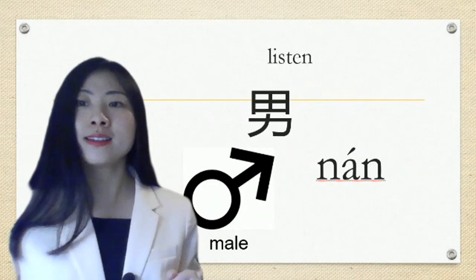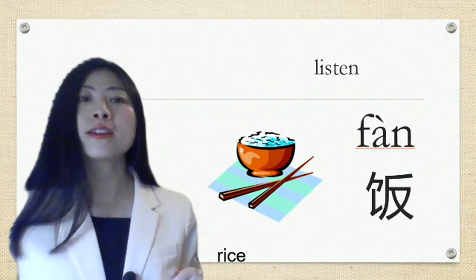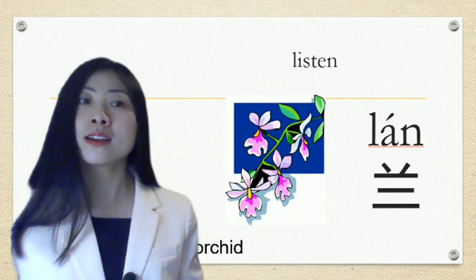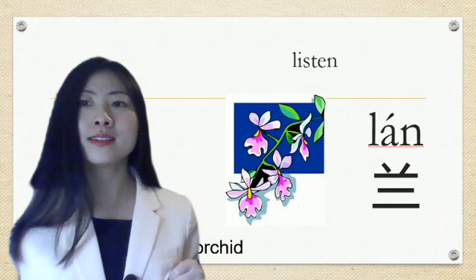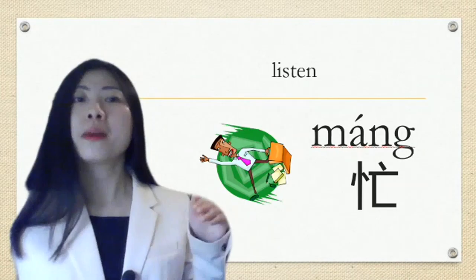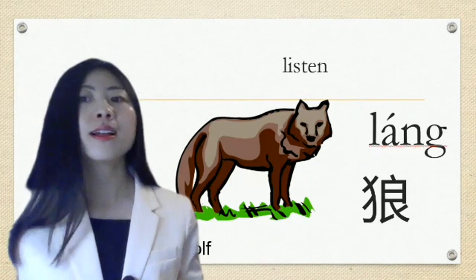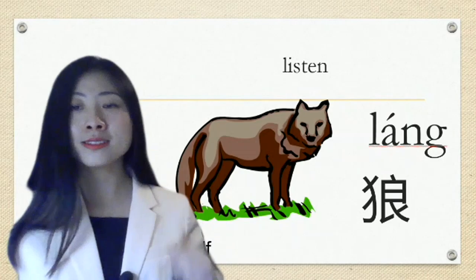F, F, Fan. L, Lan. M, M, Mang. F, F, Fang. L, L, Lang. Now think about how to pronounce this one.